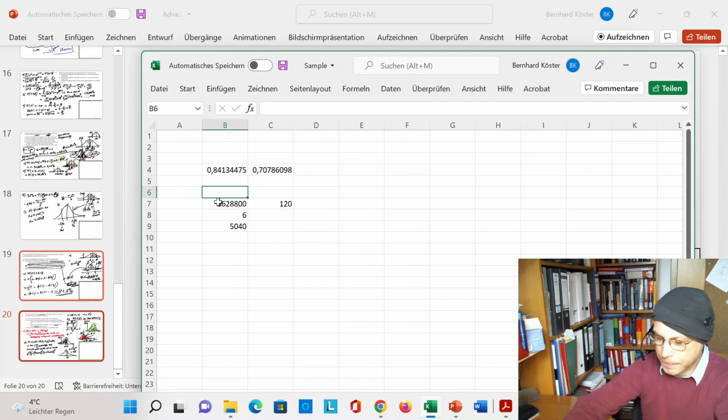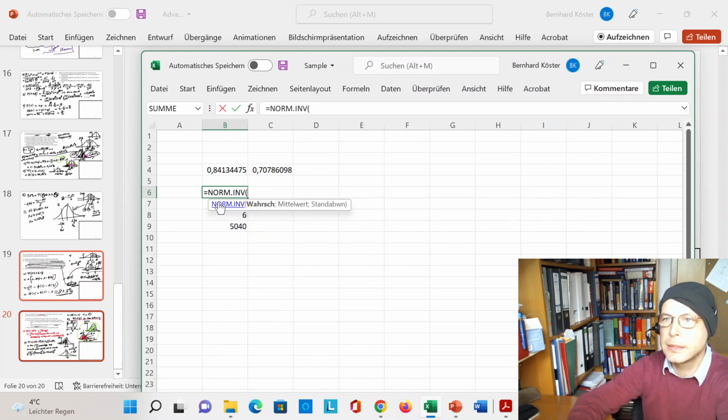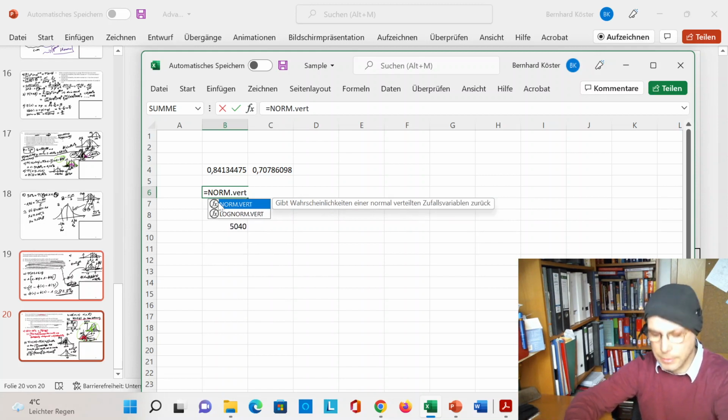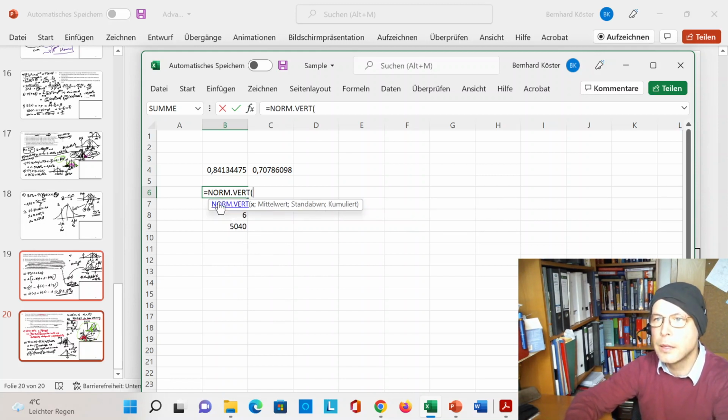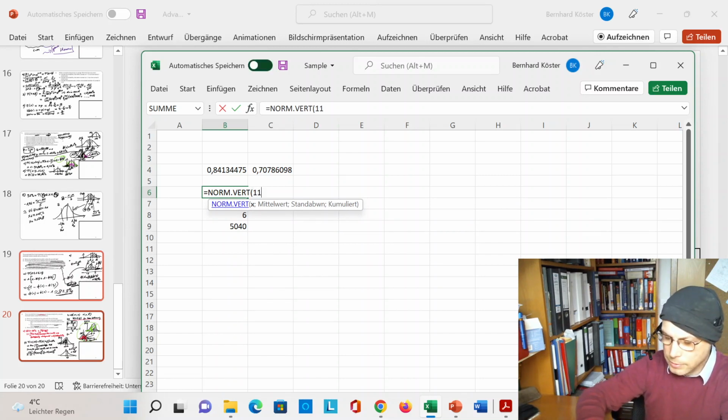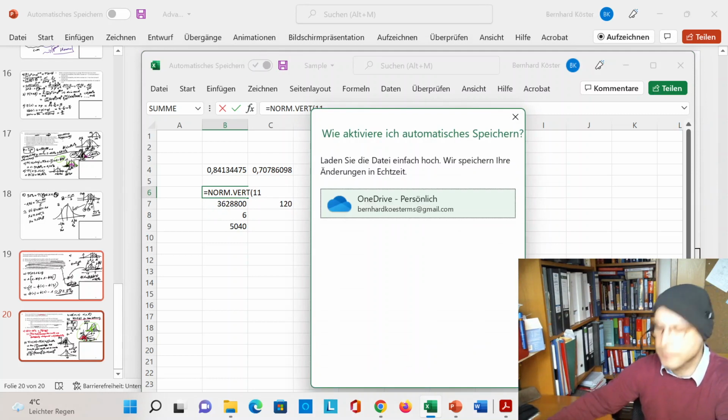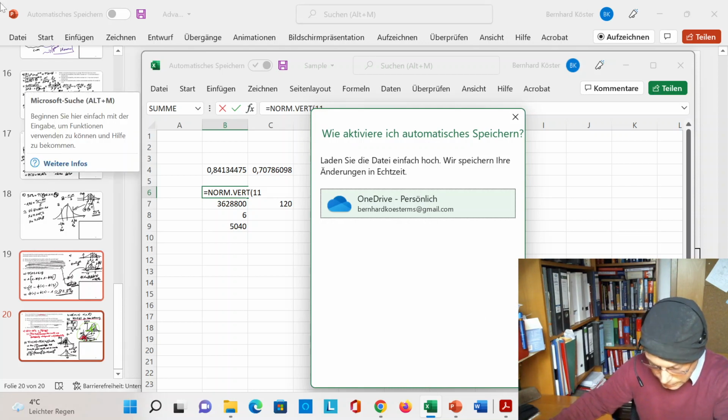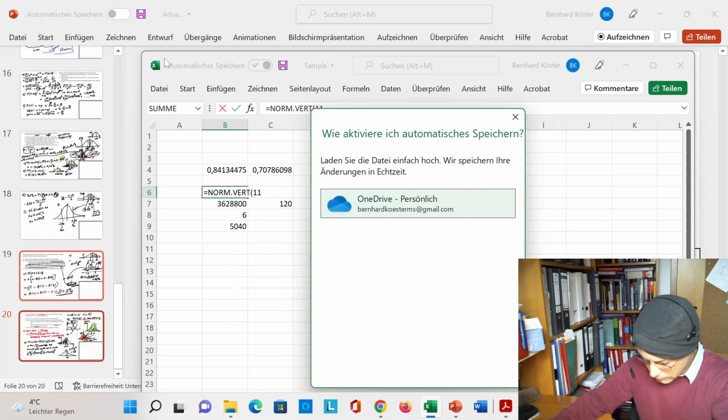equals Norm. Inf, no, word. 11, 12. Oh, this is this. Where's my mouse? Display. Here it is.